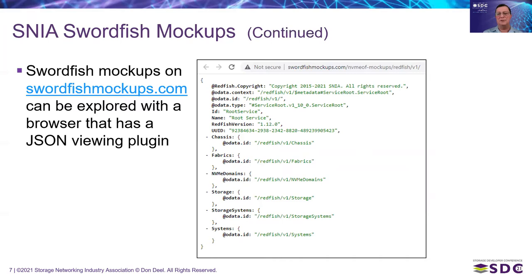The mockups on swordfishmockups.com can be accessed as if they are read-only Swordfish implementations. This example shows the NVMe-oF mockups service route. You can access this information with a regular browser, but you'll need a JSON viewing plugin to be able to read the output easily. It still works without a JSON viewing plugin, but what you'll see is a jumble of unformatted JSON. You can also access the mockups on swordfishmockups.com with a normal REST client.